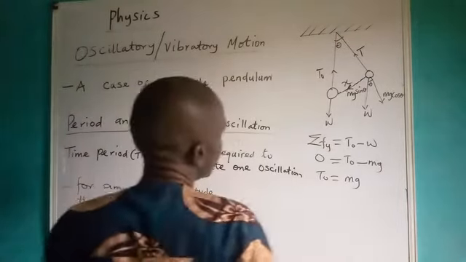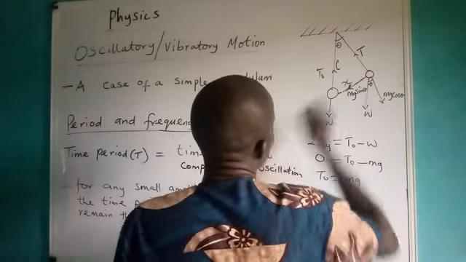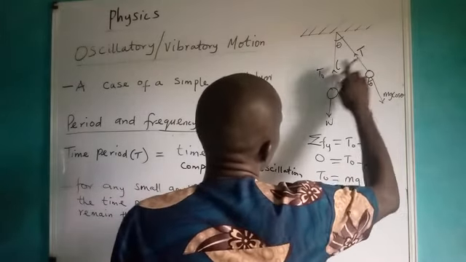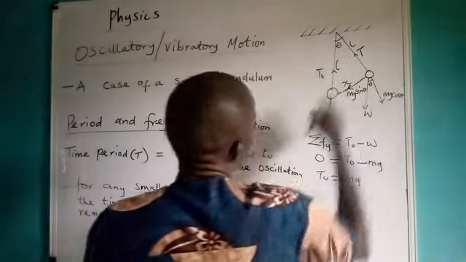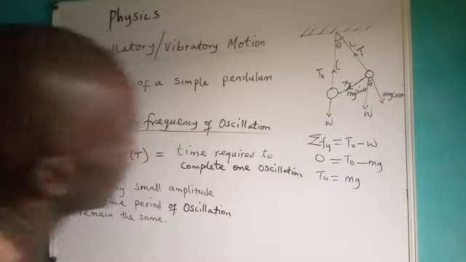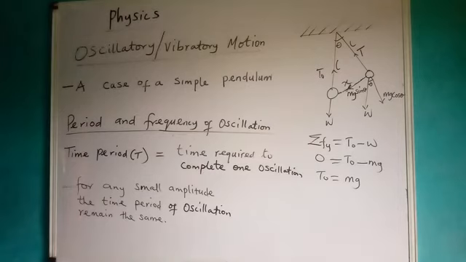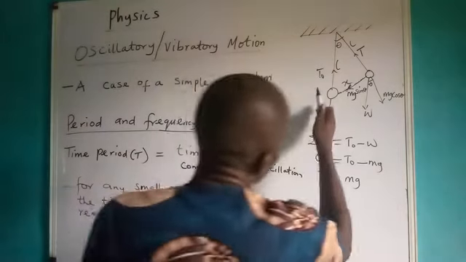And please don't forget, I said earlier that the length of the string is constant. It's the same as the length here, meaning it doesn't change. If here is L, there will also be L. The length remains the same. It is constant.